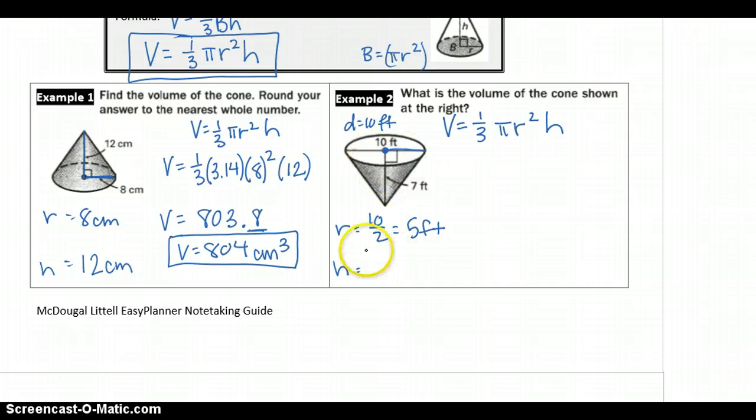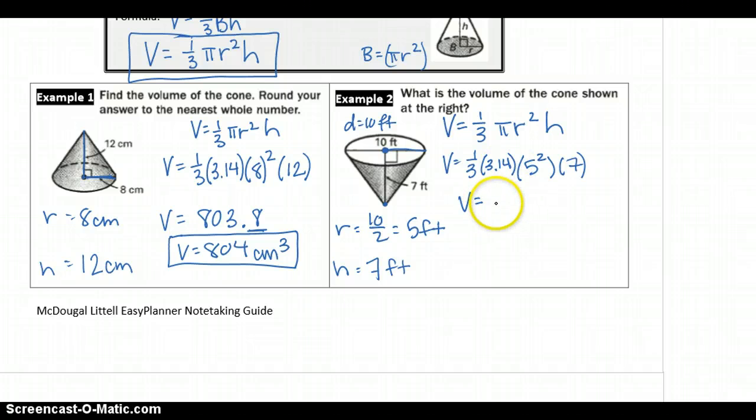And the height is given to us here to be 7 feet, from the center of the circle to the point or the vertex of the cone. So we plug these into our formula, and we get V equals 1/3 pi, or 3.14, times r squared, so 5 squared, times h, which is 7. So I plug all of this into my calculator, and I get that V is equal to 183.16. If you did not get this when you plugged it into your calculator, please go back and try again and make sure you plugged it in correctly.